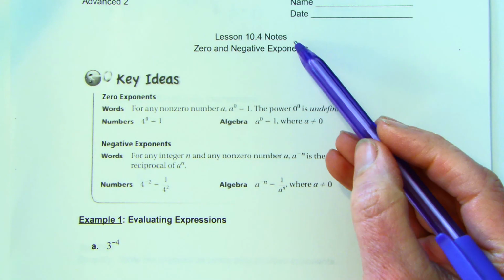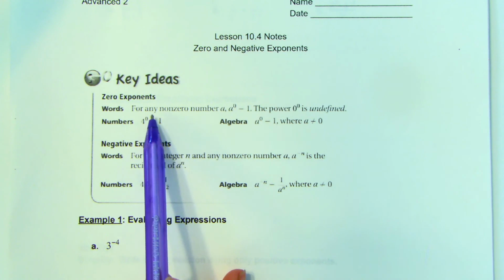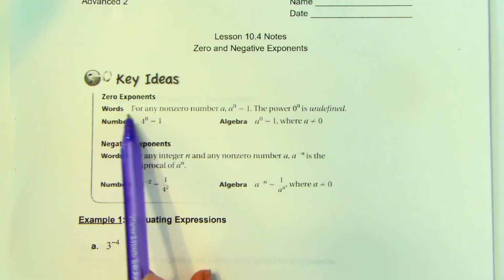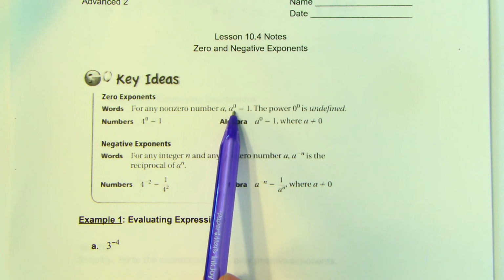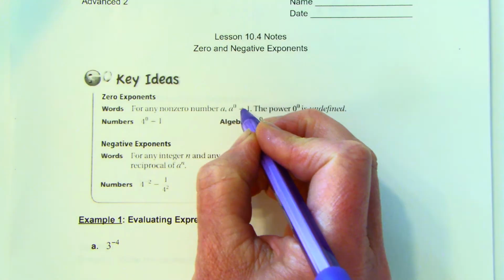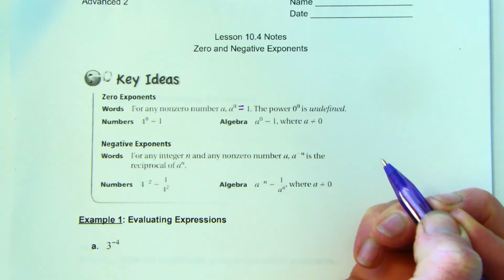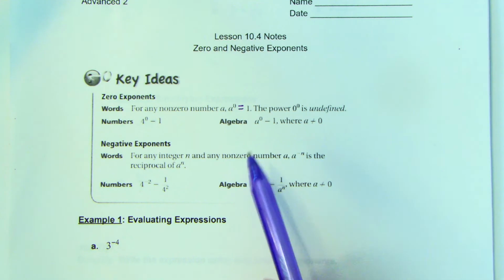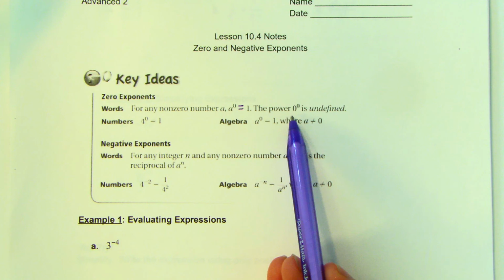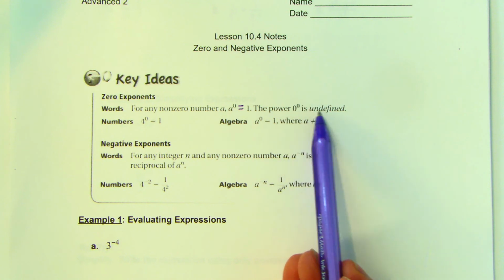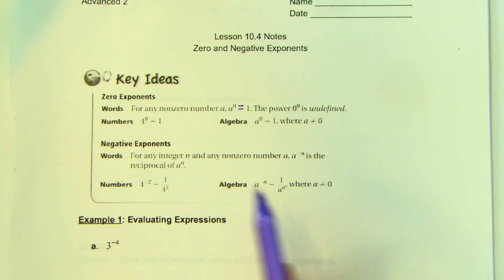Lesson 10.4 notes. This is on zero and negative exponents. The key ideas are that for any non-zero number a, a to the 0 power equals 1. I copied this from the textbook, and the equal signs did not print clearly. So any number to the 0 power is equal to 1. The power 0 to the 0 power is undefined, right? You can't, 0 to the 0 is not equal to 1.